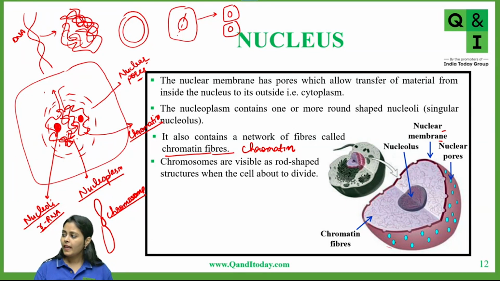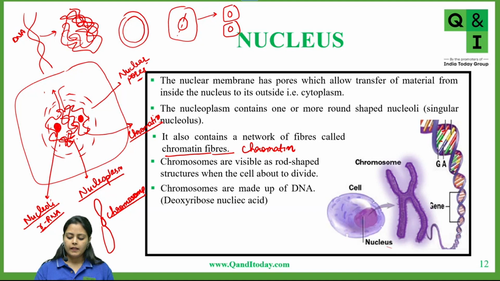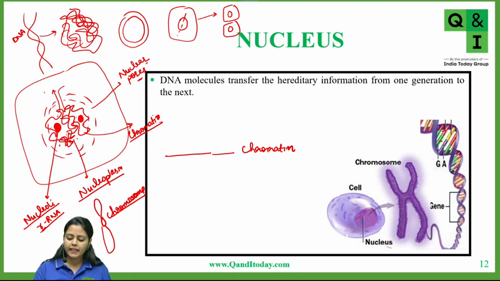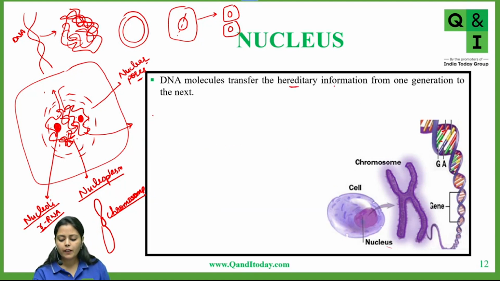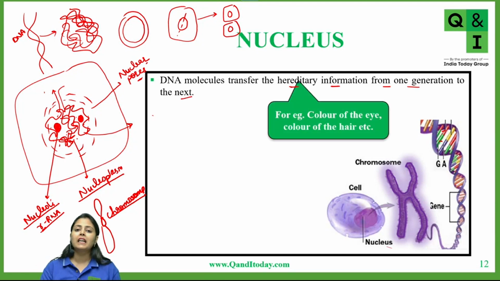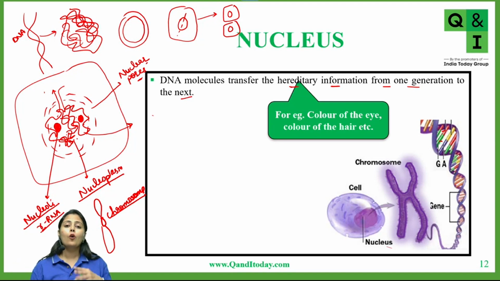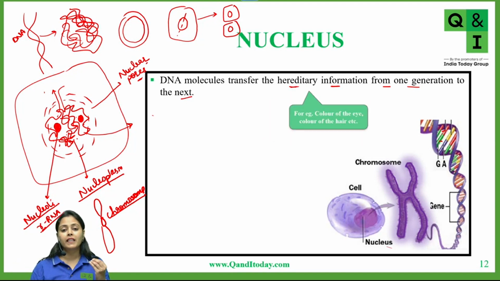See? This is the chromosome. And this chromosome contains basically what? It contains basically DNA only. Now, the DNA transfers the hereditary information from one generation to the next. For example, the color of the eye, the color of the hair, all this information is present in DNA.